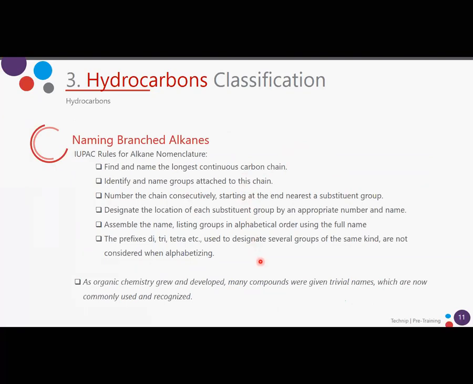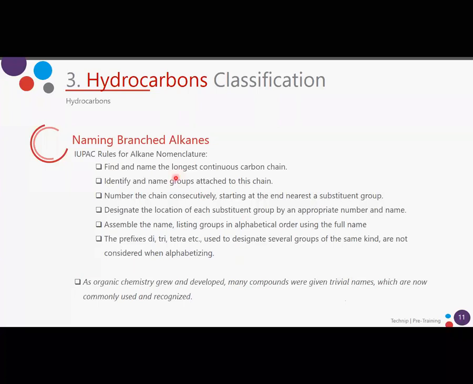First, we have to find and name the longest continuous carbon chain. Then identify and name the groups attached to this chain. Then number the chain consecutively, starting at the end nearest a substituent group. Then designate the location of each of these substituent groups by an appropriate number and name. Assemble the name, listing groups in alphabetic order using the full name. The prefixes di, tri, tetra, etc. used to designate several groups of the same kind are not considered when alphabetizing.